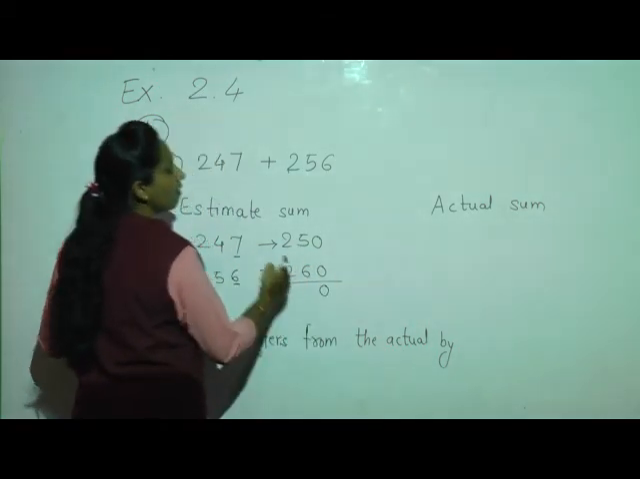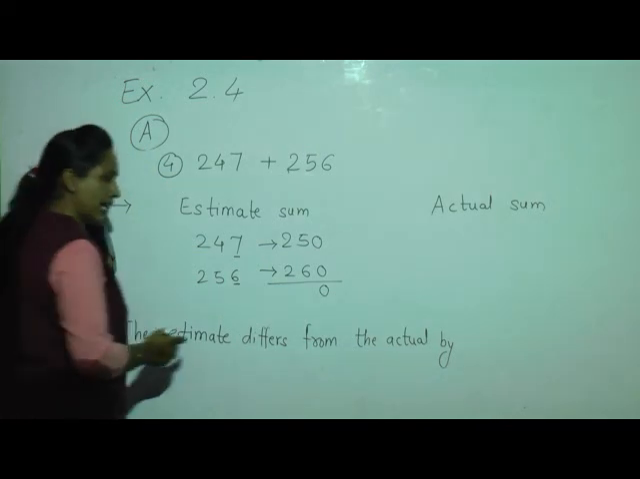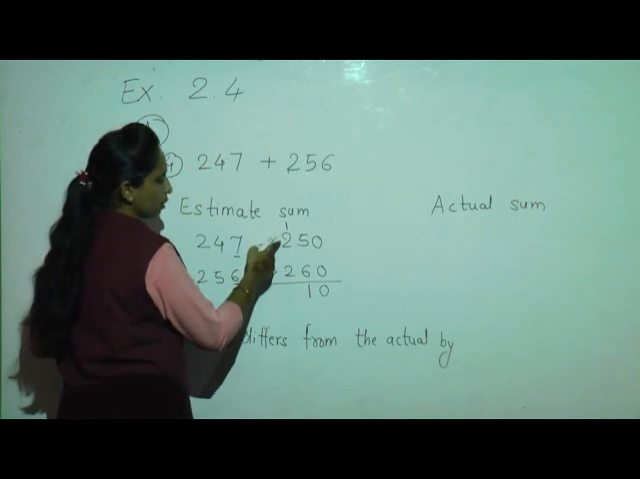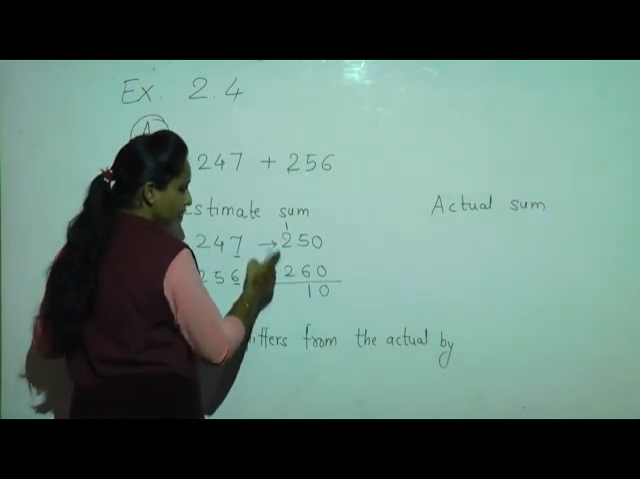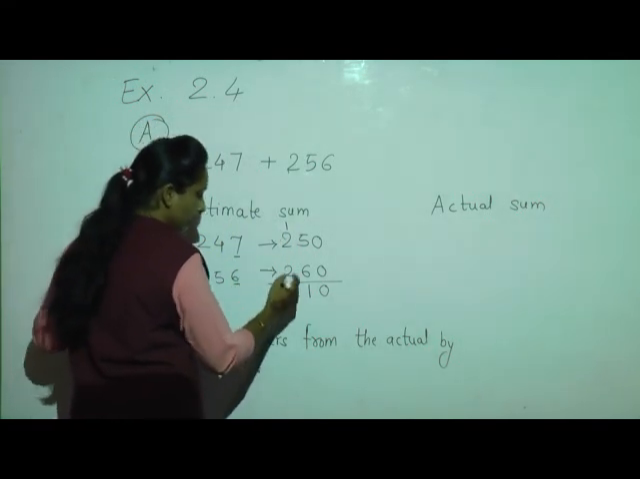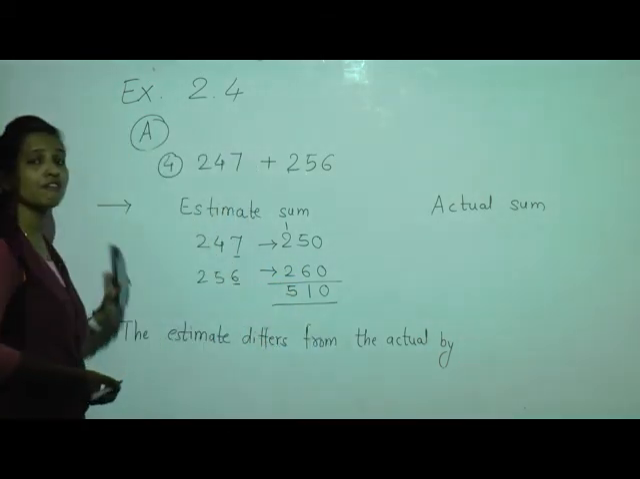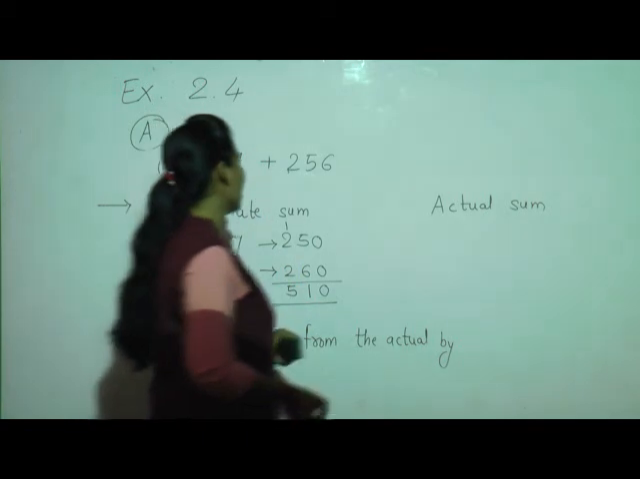0 plus 0 is 0. 5 plus 6, 11, 1 and 1 carry to hundreds place. 1 plus 2 is 3, 3 plus 2 is 5. So the estimate sum is 510. Now we will see the actual sum.